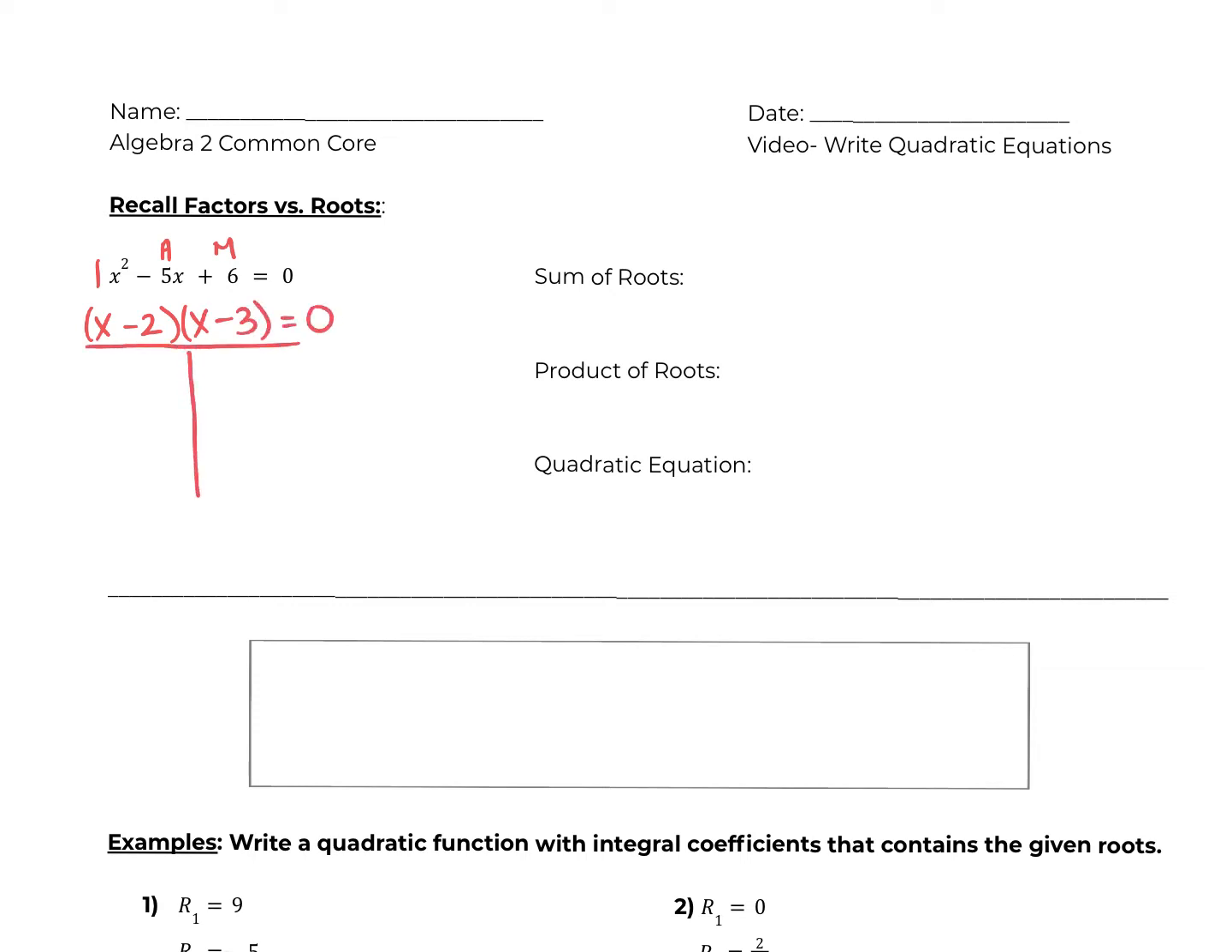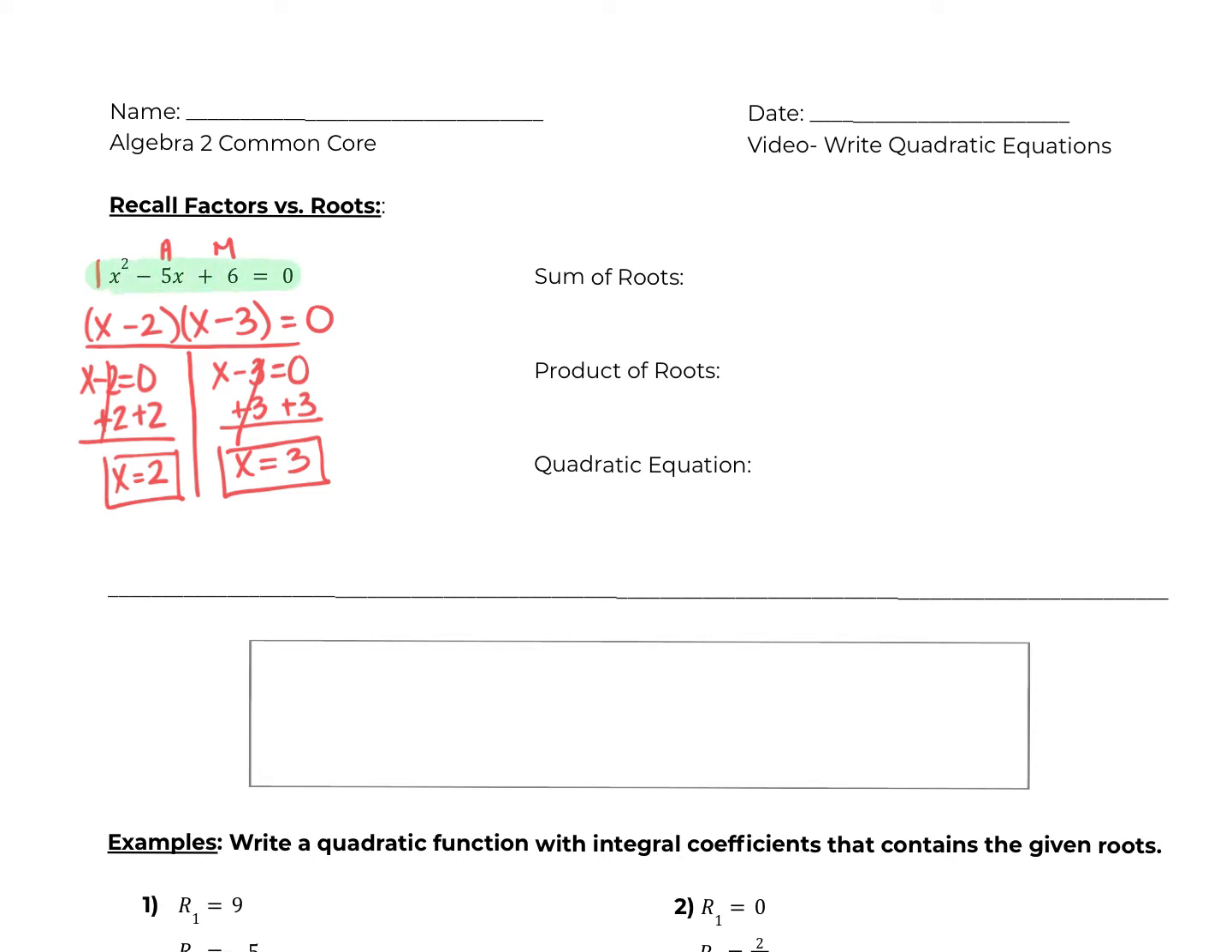And when you do your t-chart, you're going to set each piece equal to 0 and solve. So your solutions would be positive 2 and positive 3. So what I want to do is explore the difference between the roots and how we can get back up to this original function here. There's a nice little trick that we can do.